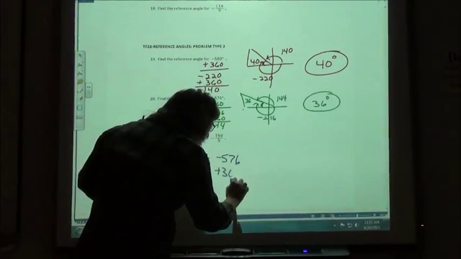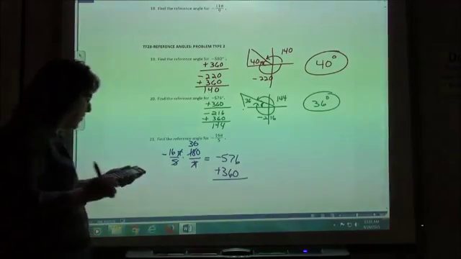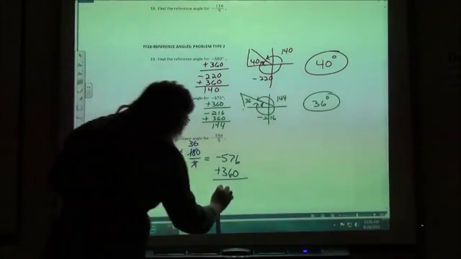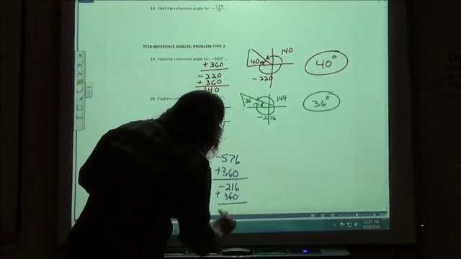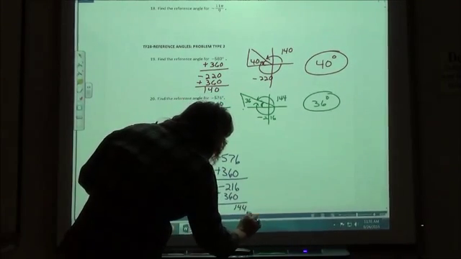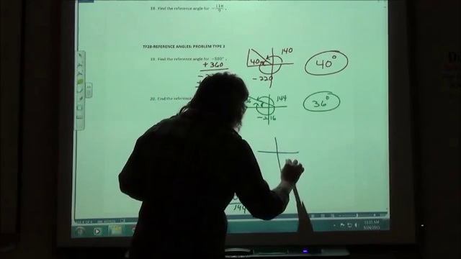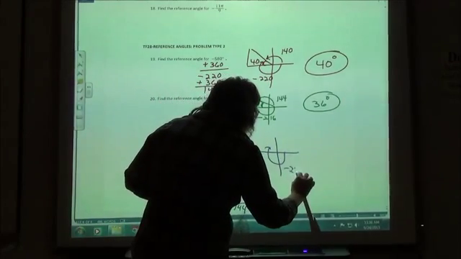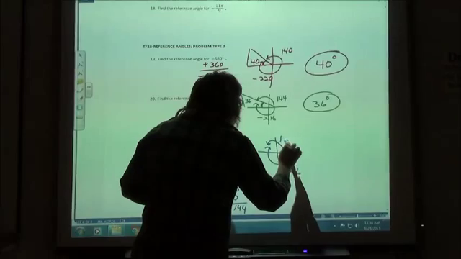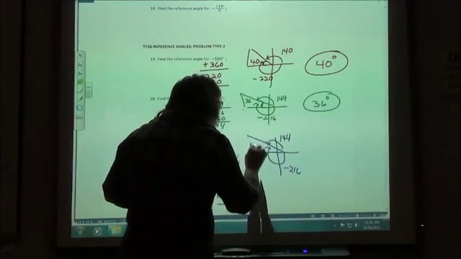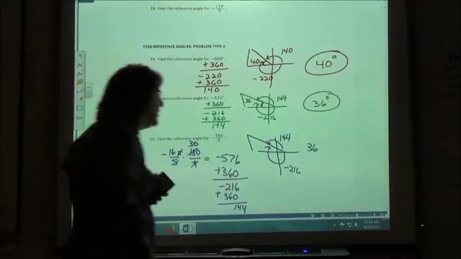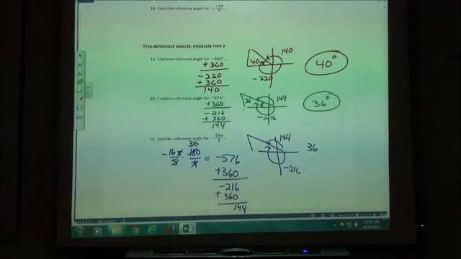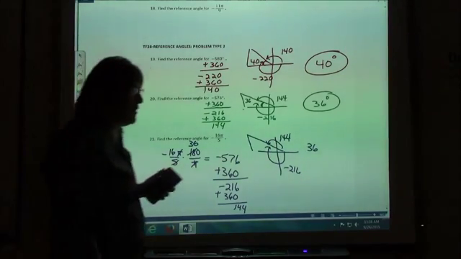Since it's negative, I'm just going to keep adding 360 till I have what I want. In this case, we already did that and said negative 216, or if we kept going, positive 144. So, negative 216 or positive 144 gives us that angle that we already did, and we said it was 36 degrees. If I take 180 minus 144, or 216 minus 180, we get 36 degrees.